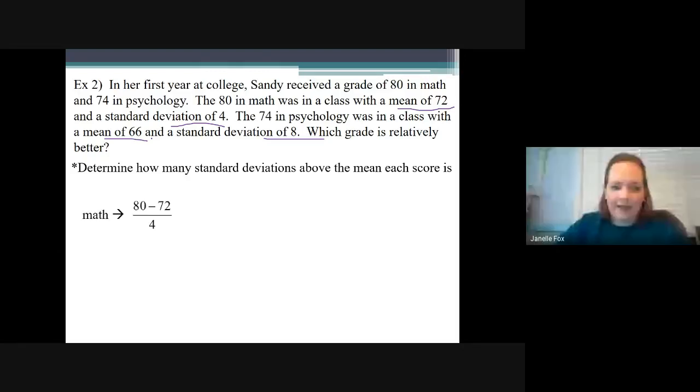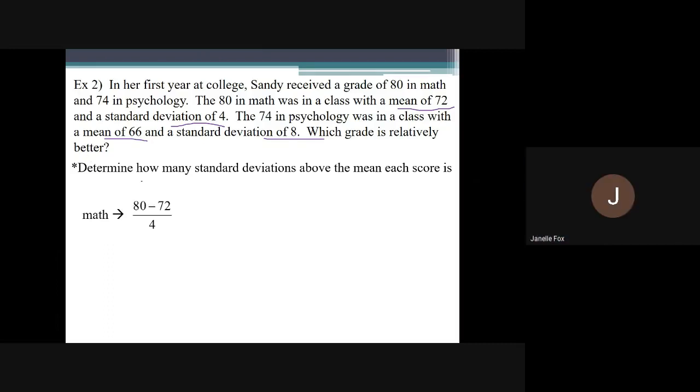So in math class, her score of 80. This is like her score. We're going to talk more about this in a second. This is the X value. And then this is the standard deviation. So this is her value. We subtract the mean, and I get 8 over 4. Oh, and this down here, this is the standard deviation.